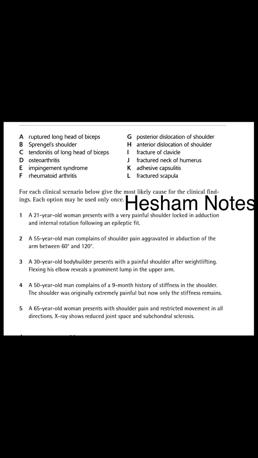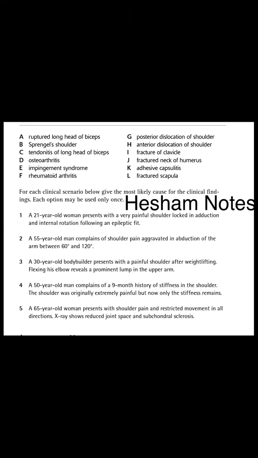Question number 3. A 30-year-old bodybuilder presents with a painful shoulder after weightlifting. Flexing his elbow reveals a prominent lump in the upper arm. This is a tricky question that came before. You should keep it. Just a lump which has been felt after weightlifting with stress on your biceps muscle. So the long head of biceps is ruptured and you feel the lump in the upper arm. After vigorous exercise and weightlifting, this is rupture of the long head of biceps. This is a previous question that came. Please keep it.